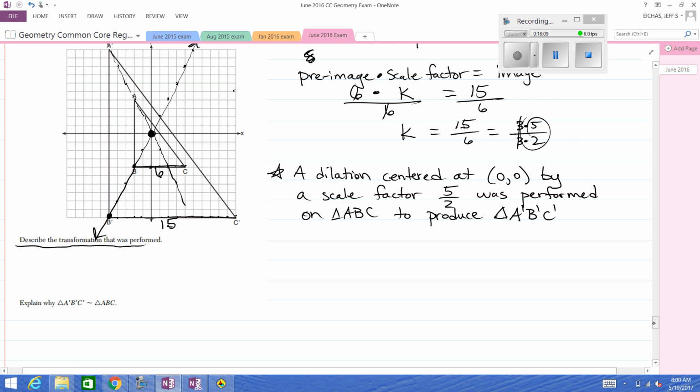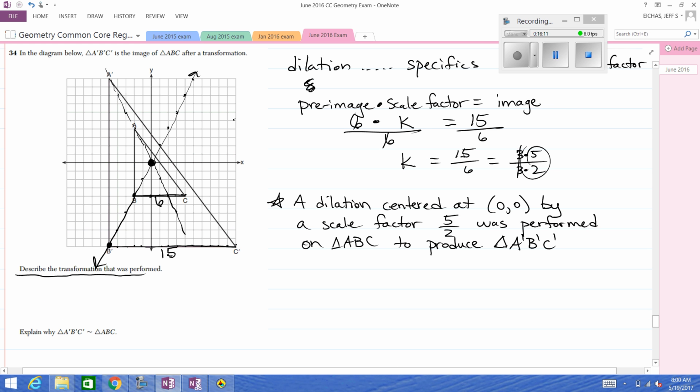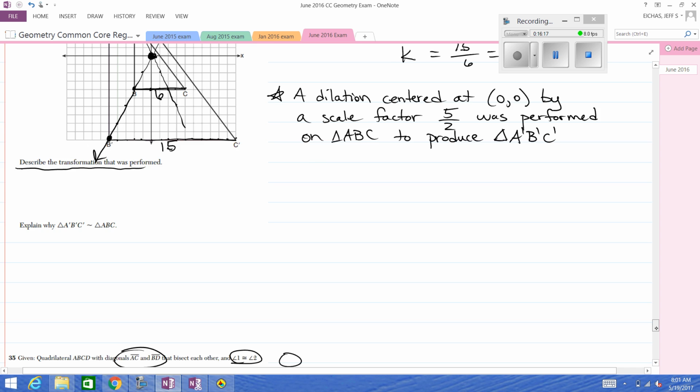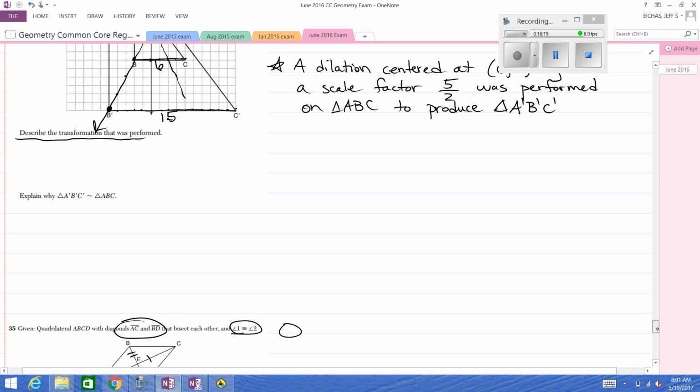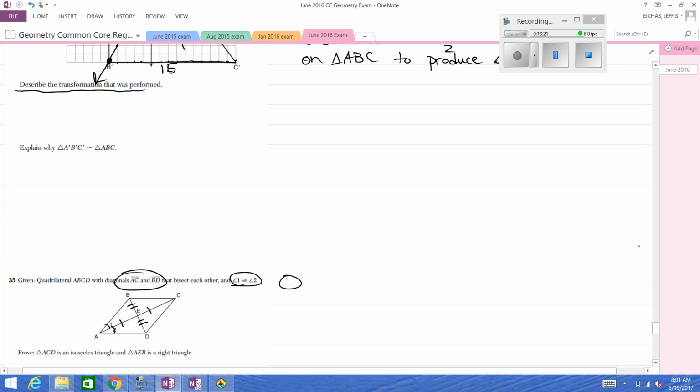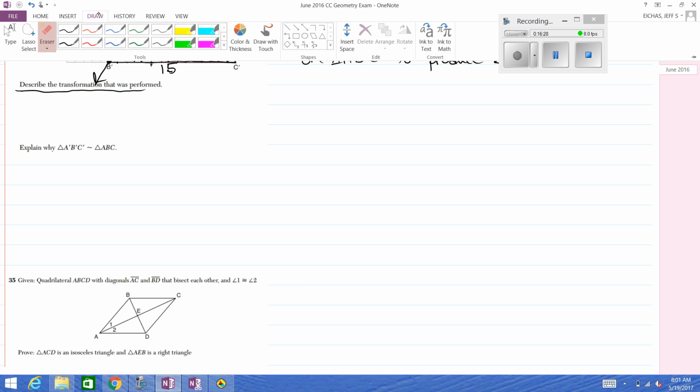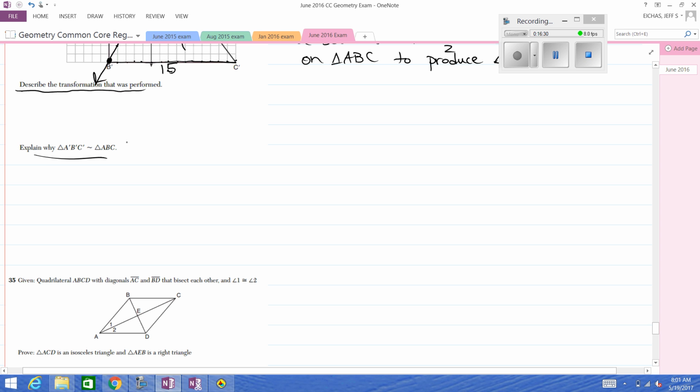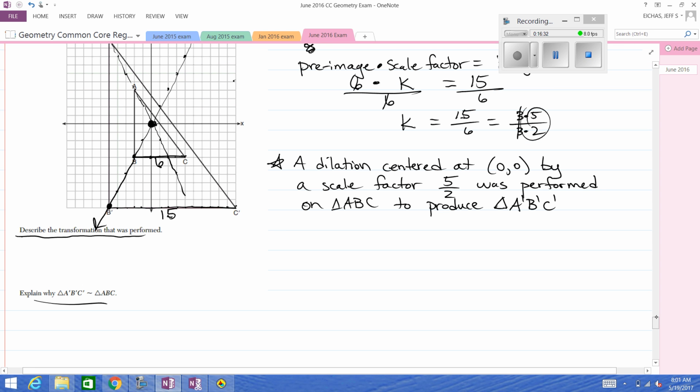All right, and then the work shown to find the center and scale factor, that's going to start to accumulate some points. So you've gotten about 2 points there so far. Okay, all right, let me just get rid of this stuff underneath. Okay, so now we're going to go back to this one, explain why those are similar. Well, that's going to be your other 1.5, 2 points, whatever's left.